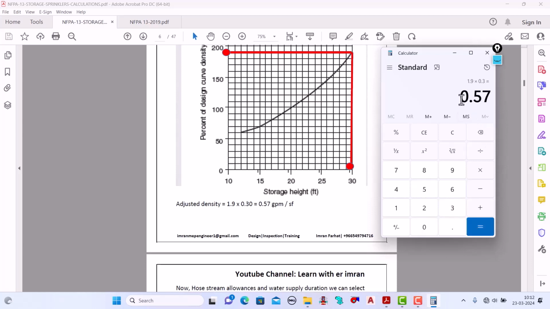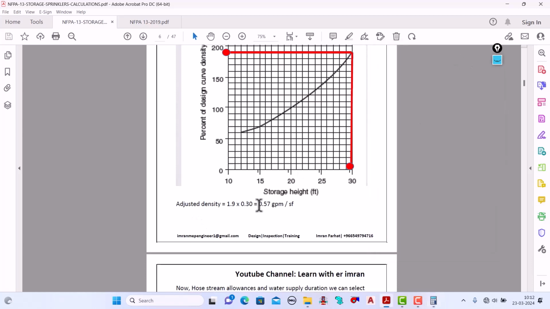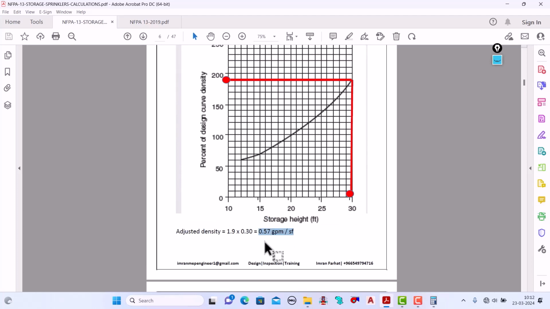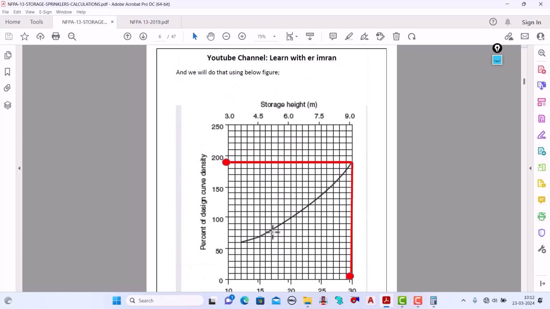So our new density will be 0.57. That's why it mentions 0.57 per square feet here, right? So now it's clear that whatever the storage height, we can adjust our density. Okay, so I already got 0.57 GPM per square feet as our density.